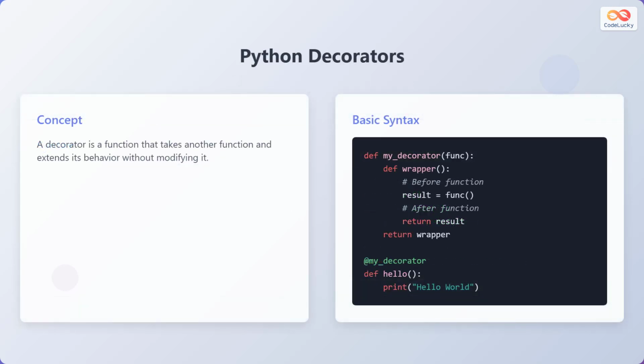Decorators are a powerful Python feature that allows you to modify or extend the behavior of functions without permanently changing their code. A decorator is essentially a function that takes another function as an argument and returns a modified version of that function. The concept follows a wrapper pattern, where the decorator function contains an inner wrapper function that can execute code before and after the original function runs.